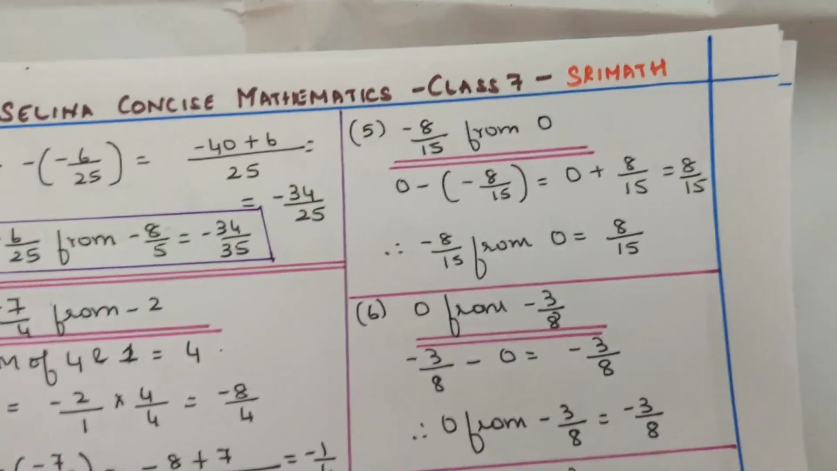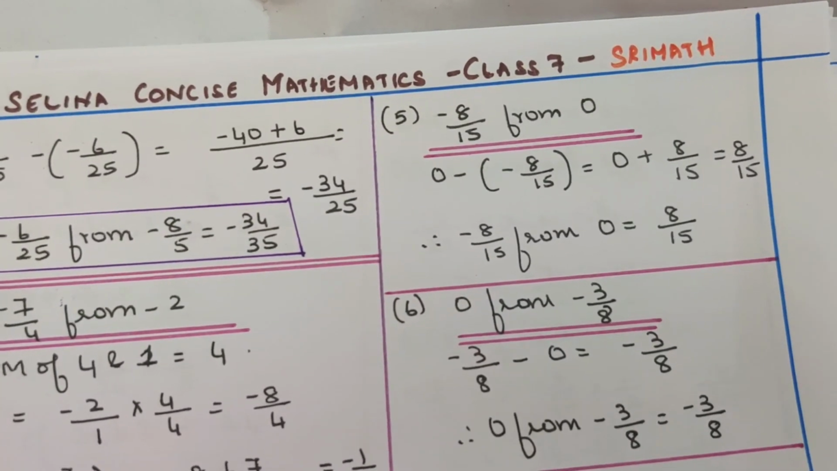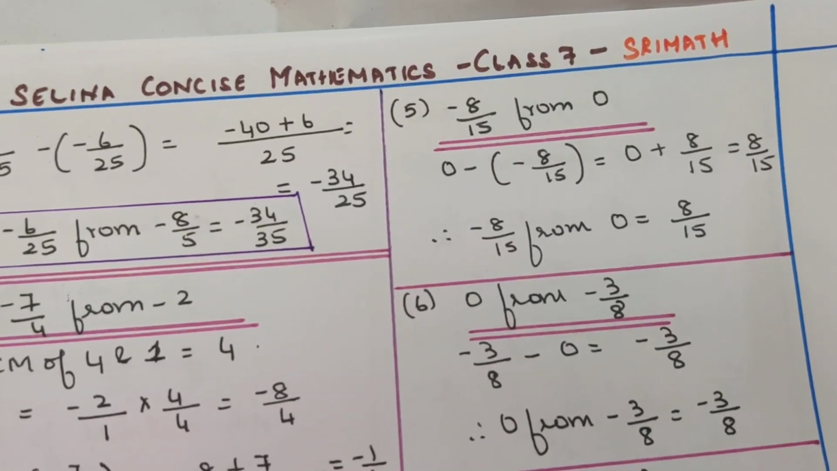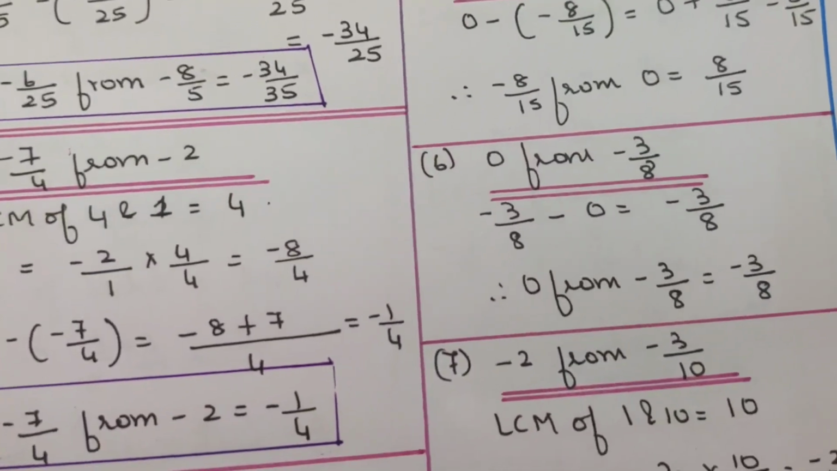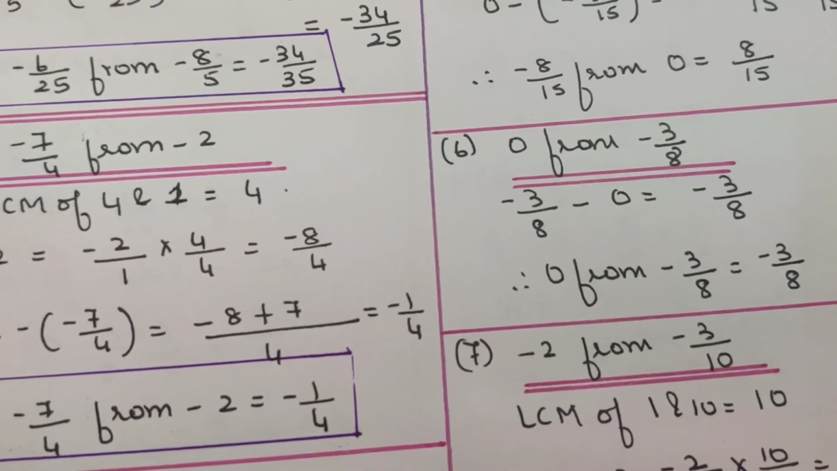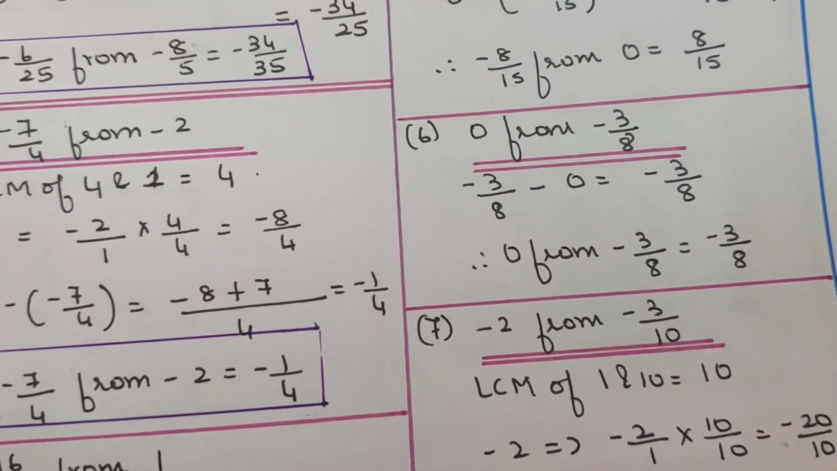Similarly, the next sum, minus 8 by 15 from 0. So it becomes 0 plus 8 by 15. The answer is 8 by 15. The next one, 0 from minus 3 by 8. Minus 3 by 8 minus 0. Therefore, the answer is minus 3 by 8.